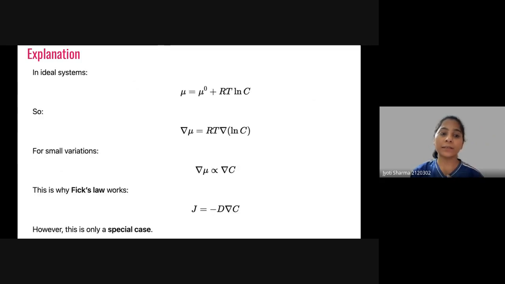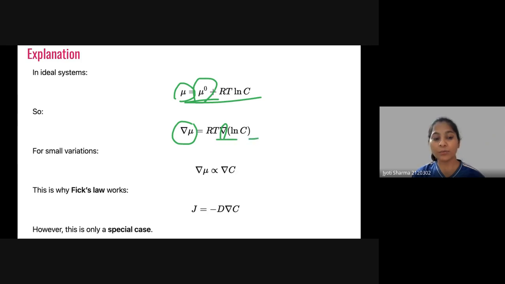In an ideal system we have this chemical potential. This is the initial chemical potential, and you know this is the ideal gas equation, right? So if we have a chemical potential gradient, here also we have the gradient of the concentration. If there is a small variation, then the chemical potential gradient is proportional to the concentration gradient. But it is not the same, we can say this is just an approximation. So let's say diffusion is directly proportional to the concentration gradient. But it should be the chemical potential gradient; this is just an approximation.